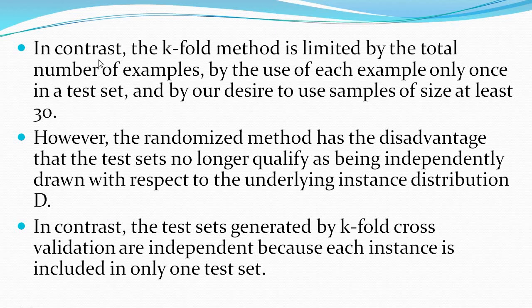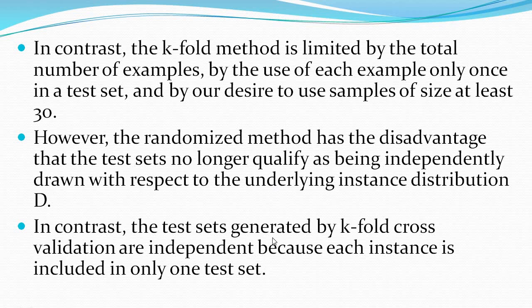In contrast to the k-fold method, here we are considering one more method. Each example is used only once in the test set. Consider an example only when it occurs in the test set only once, and we desire a sample size of at least 30. However, the randomized method has the disadvantage that the test sets no longer qualify as being independently drawn with respect to the underlying instance distribution.